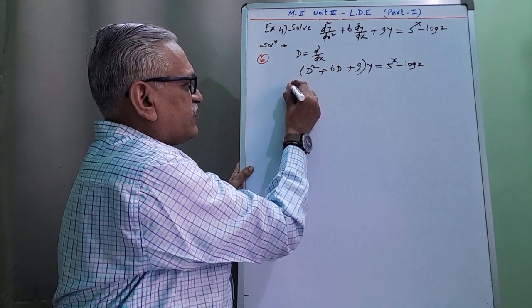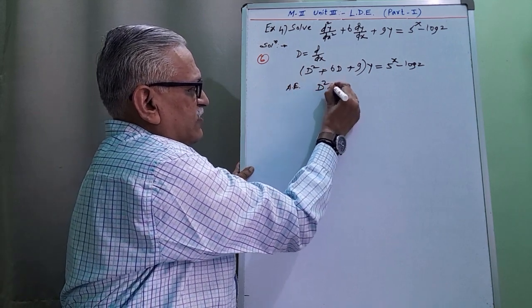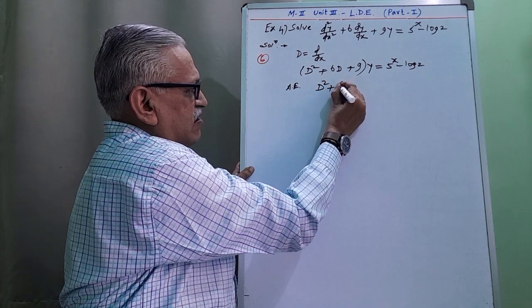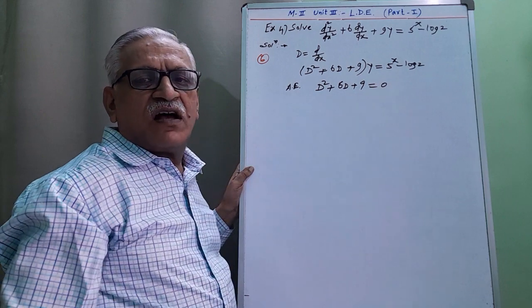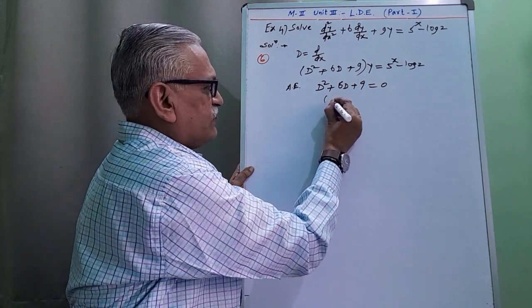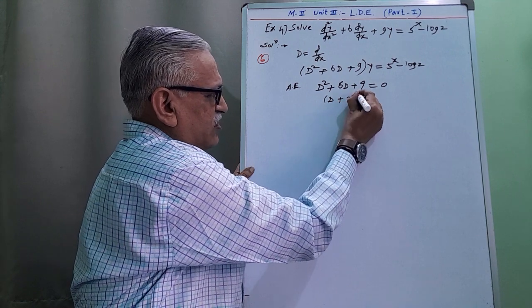Then the auxiliary equation is D square plus 6D plus 9 equal to 0. It is a perfect square of D plus 3 whole square.